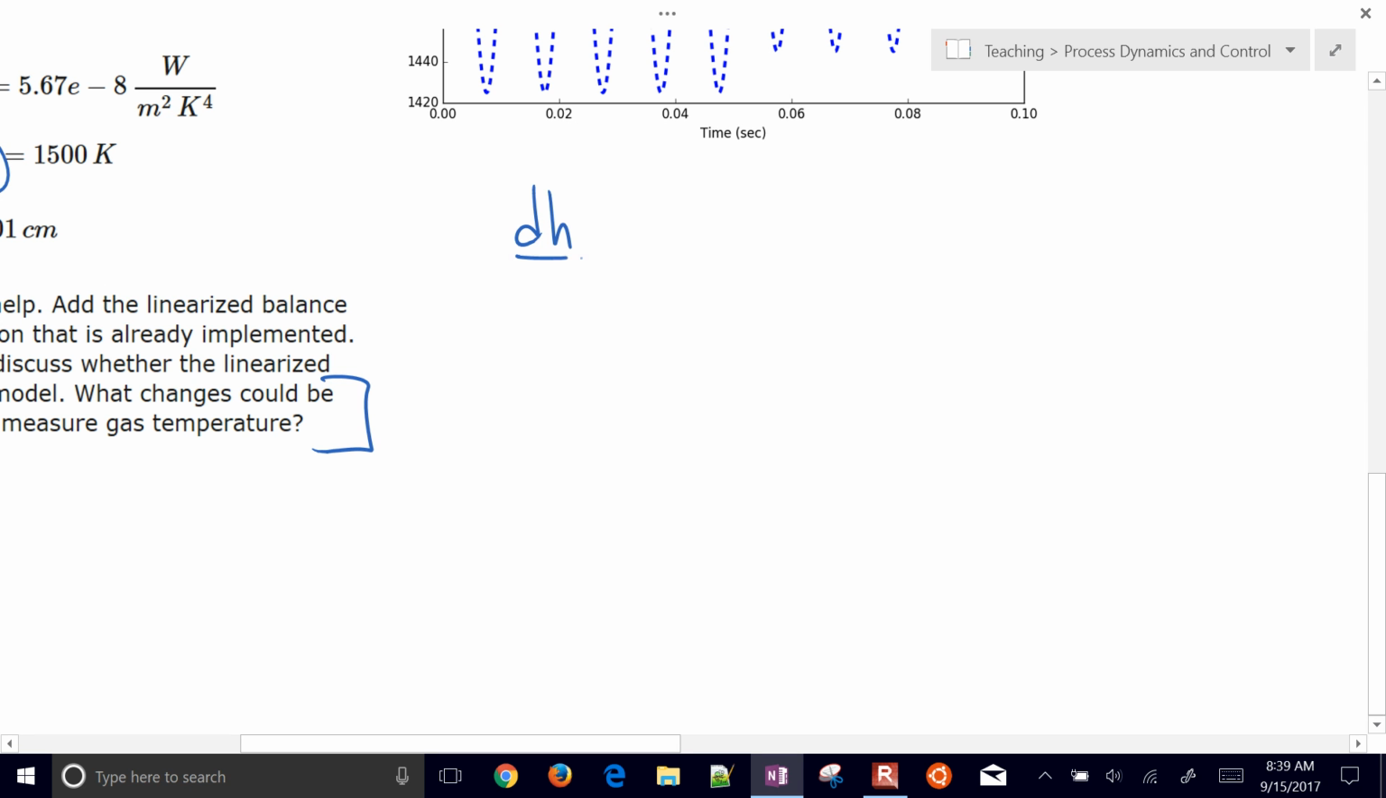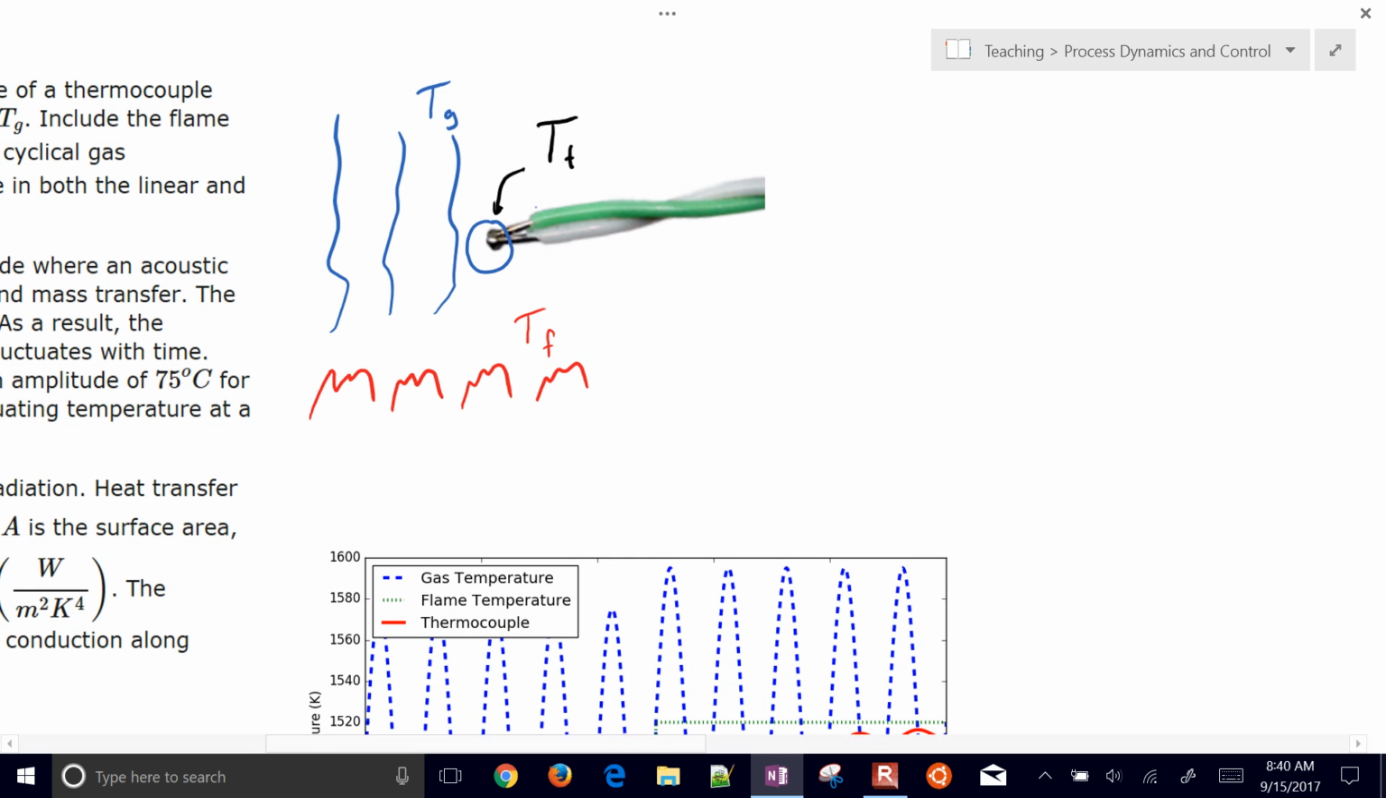So we're going to have the enthalpy of our thermocouple, and then it's going to have a couple different terms here. We're going to have convection, we're going to have radiation, and we're going to assume that the conduction is negligible in this case. So you could have some conduction, a temperature differential along these wires, but we're going to just assume that's negligible for now. So we just have the convection from the gas, and then we have radiation from the flame as well.